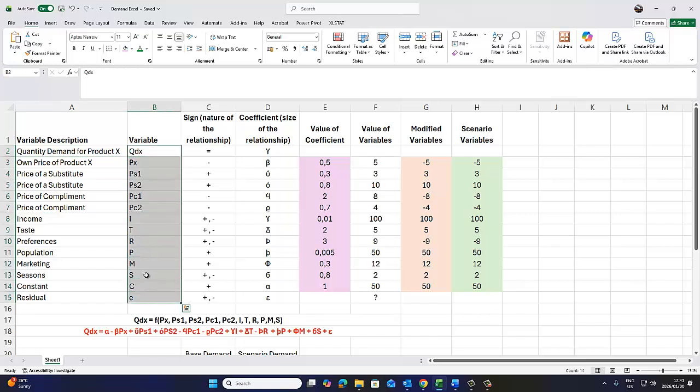Then we've got our variables. I just did an abbreviation of each because you don't want to write them out, they're a bit long. So we just abbreviate them. Then obviously the next important part is to understand the nature of the theoretical relationship between the two. Some of them are straightforward, some of them are a little bit more tricky and ambiguous, like income. Income for a normal good would be positive, but for an inferior good would be negative. Luxury could be positive or negative. Taste, etc. So some of them are very obvious. Some of them are a little bit more ambiguous, and it all depends on the context.